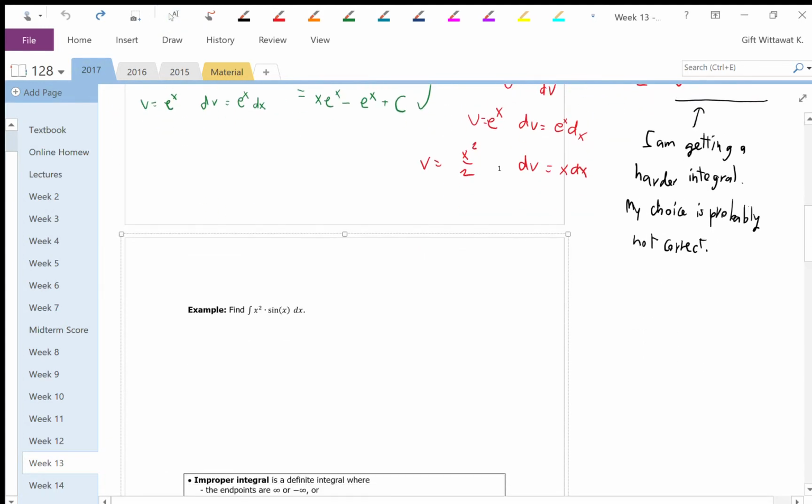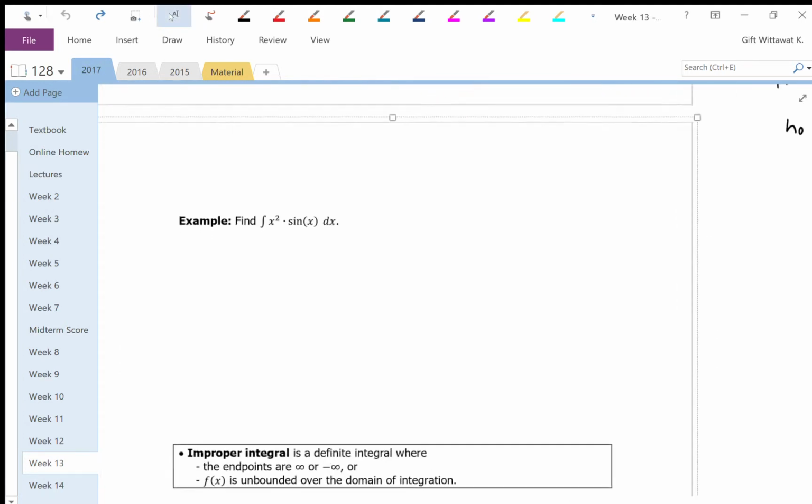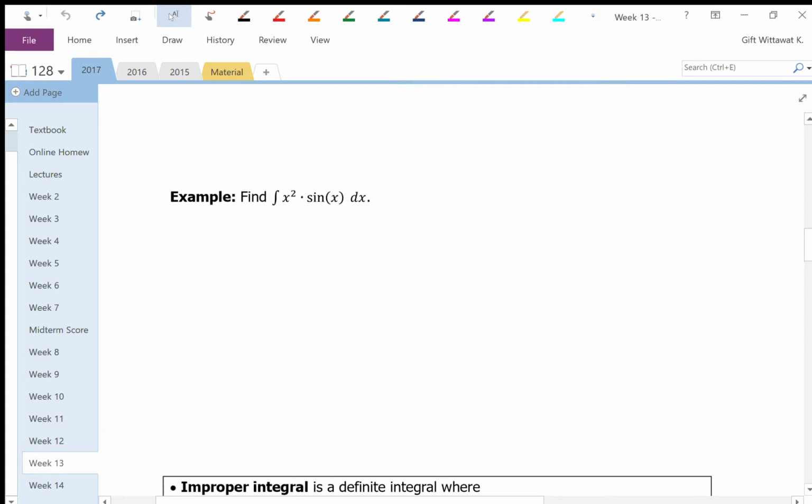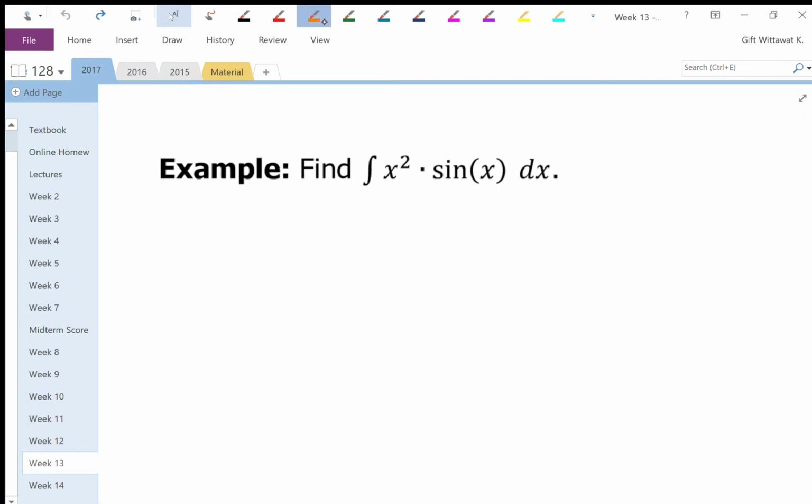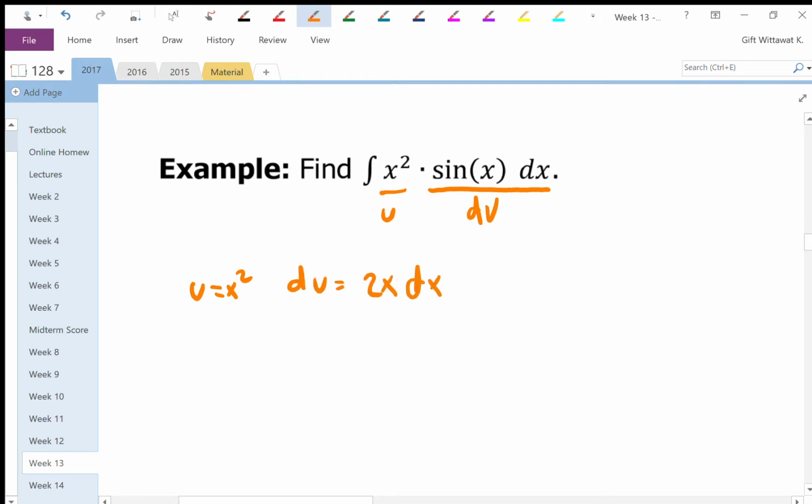Okay, so let's try another one. We have here the integral of x squared times sine of x dx. I'm going to let this be my u and this be my dv. So my u is x squared, so my du is going to be 2x dx. My dv is sine of x dx.